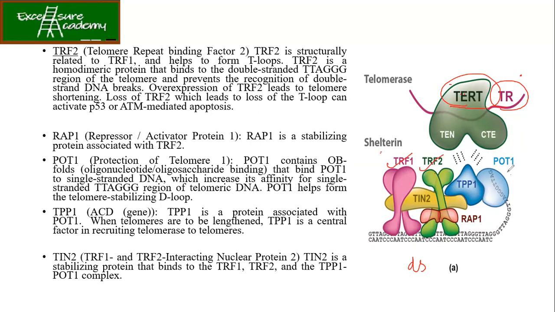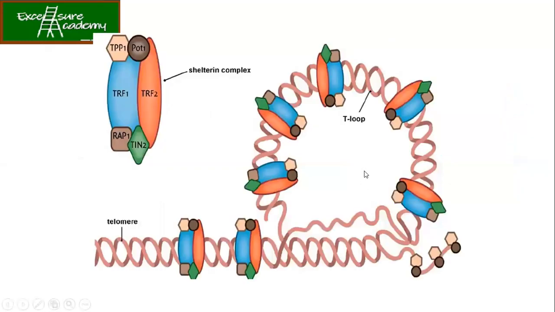Then coming to POT1. What does POT1 do? It binds your single-stranded telomere, okay? And this is responsible for making the D loop, and then TPP1. So you can see the association. It is the association of TRF1, TIN2 and POT1 which is brought together, okay? And then TPP1 is also responsible for recruiting your telomerase. Clear, guys? Is the function of all the units in shelterin clear to you? Yes.